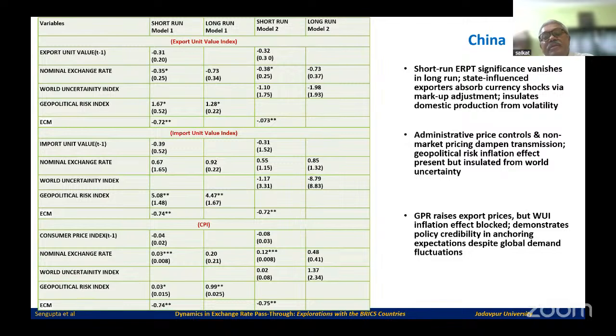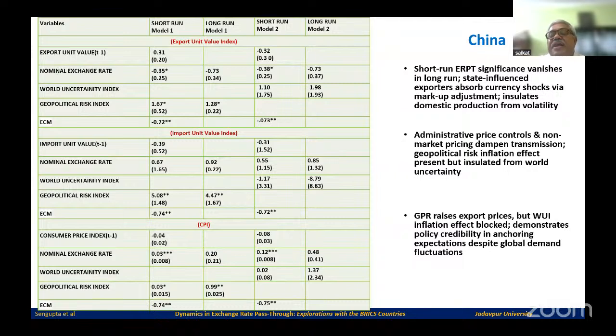for China, the results are a bit different. Short-run export price pass-through significance vanishes in the long run. In the short run, there was a 10% significance with export price, which vanishes over the long run. State-induced exporters absorb currency shocks via markup adjustment, insulates domestic production from volatility. So whether world uncertainty index or geopolitical index, mostly world uncertainty index, they don't impact on the prices, export price, import price, as well as consumer price in China.